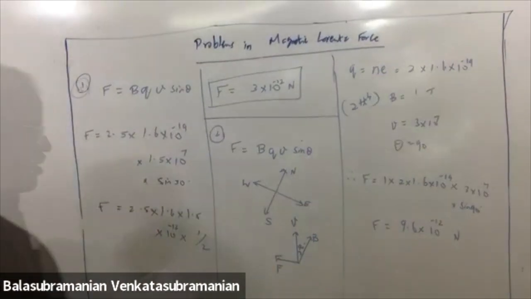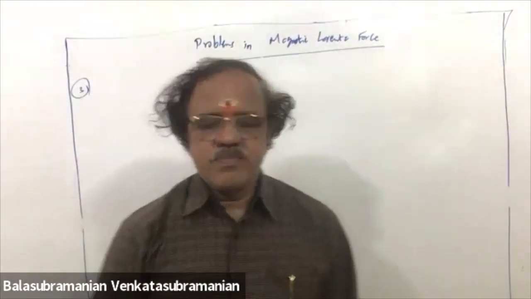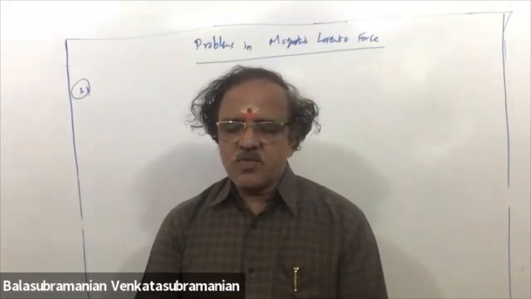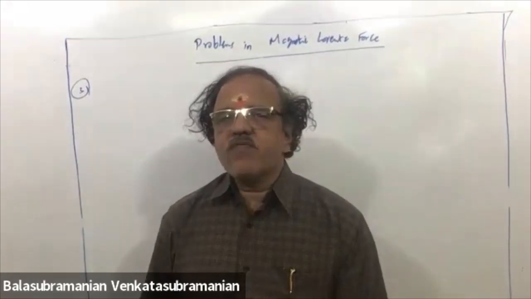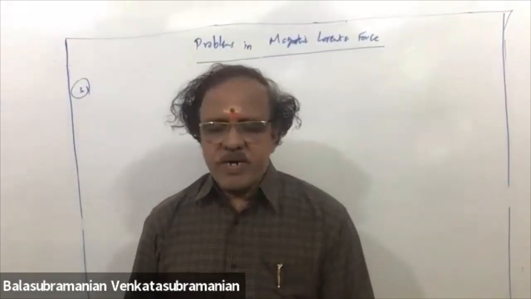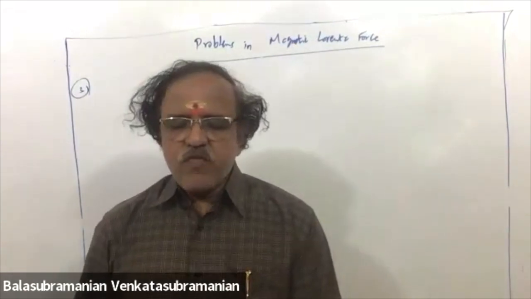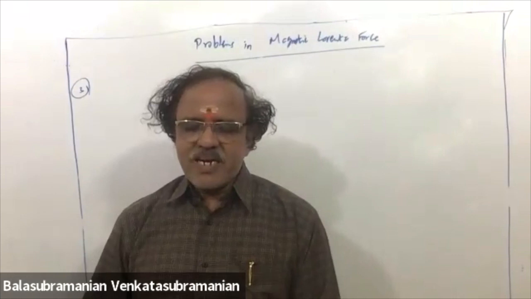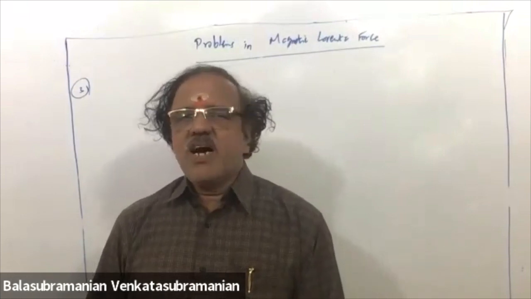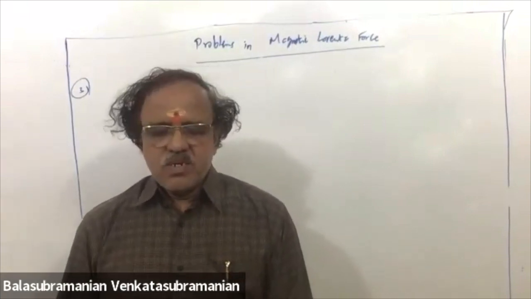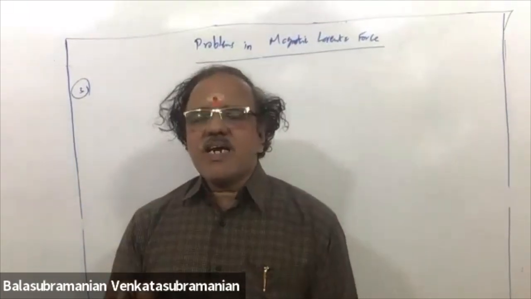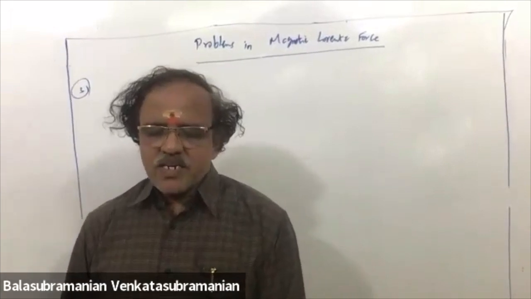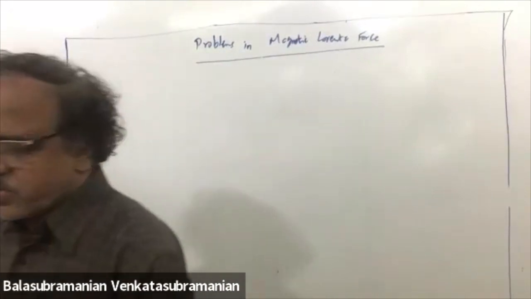Same concept. Third problem. An electron is moving northwards with a velocity of 3 into 10 power 7 meter per second in a uniform magnetic field of 10 Tesla. Magnetic field is given, velocity is given. Magnetic field directed eastwards. Find the magnitude and direction of force.